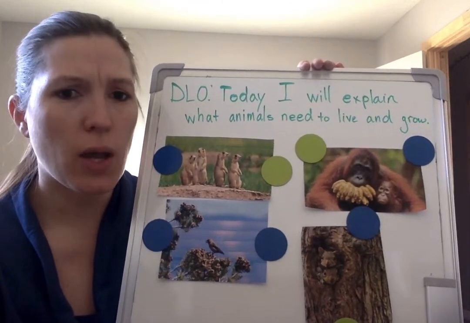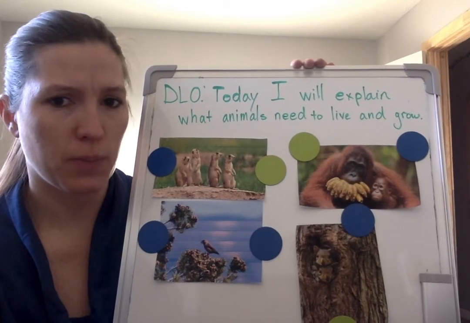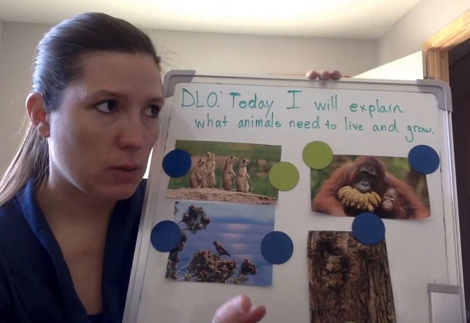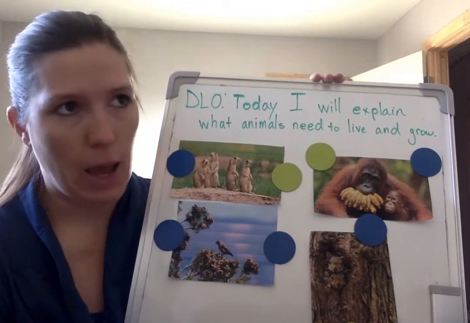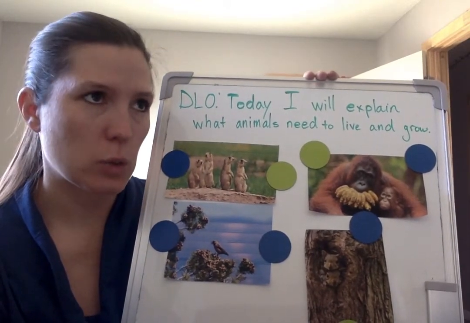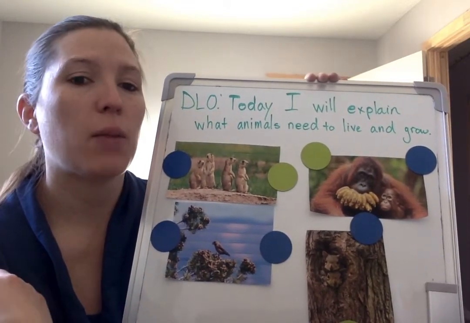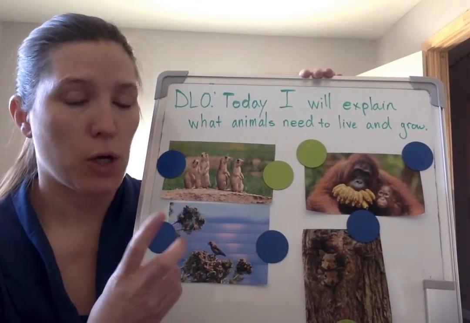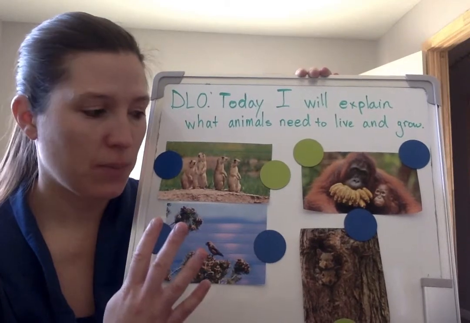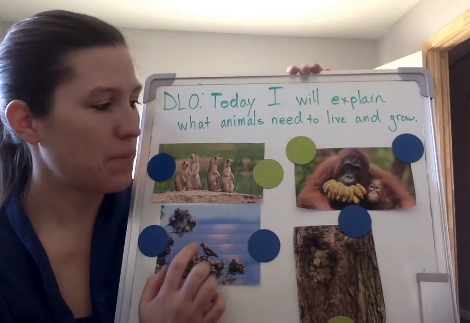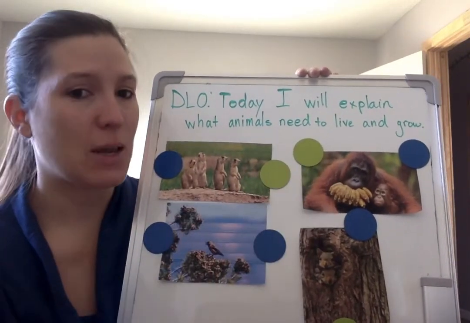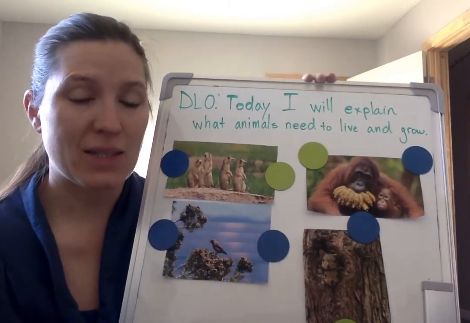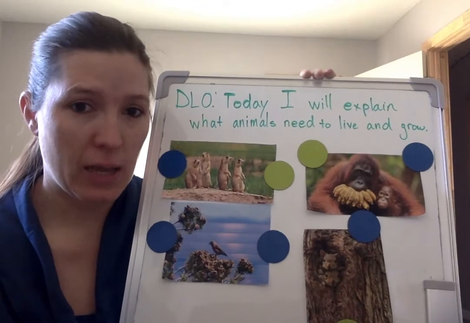So let me show you another picture. Before I do, let's recap. Recap isn't the word I wanted to use, but let's revisit what plants need. We know plants need air, water, food, and a space to live. There's some things that are the same with the animals and plants of things they need to live and grow. Plants definitely need water and definitely need light.